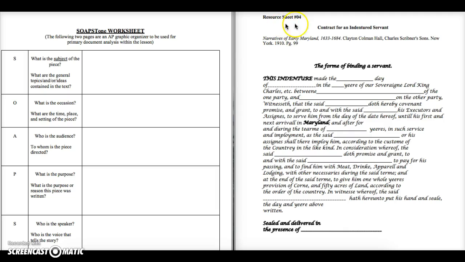The resource sheet number 4 is a contract for an indentured servant. It comes from Narratives of Early Maryland, published in 1910, but this document here is from the years between 1633 and 1684. So we know that this is a primary source document. It says, the form of binding a servant.